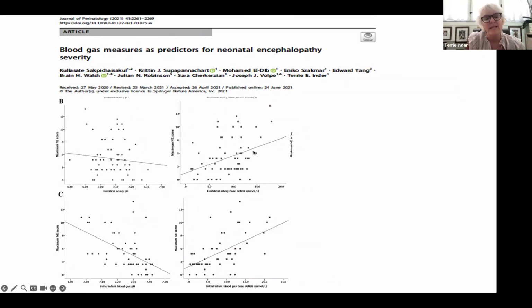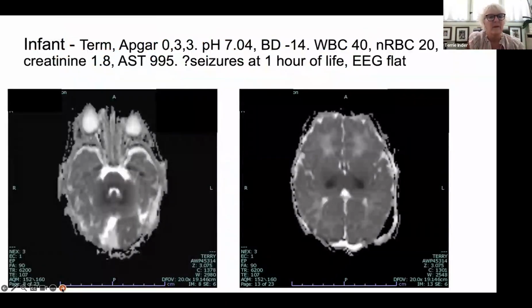And you can see as that went up, then the encephalopathy score went up, but it was even more tight in the relationship with the baby. So if you're at all in doubt, get a gas off the baby. Much, much more powerful than your cord gas. Here's another infant to illustrate these points about timing and scanning.